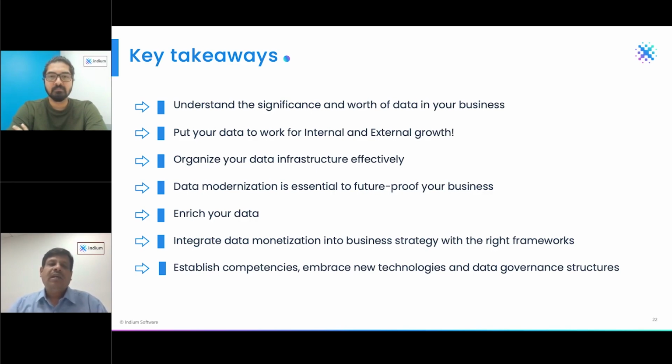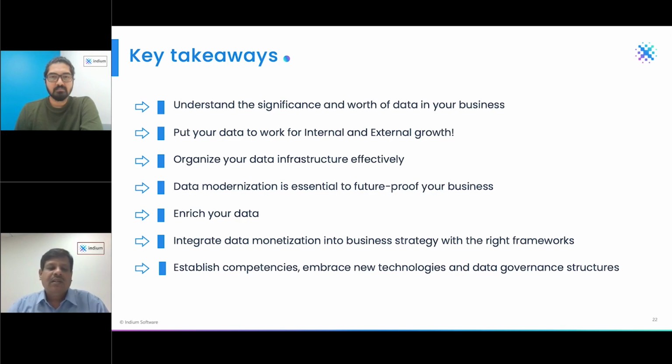You should be able to enrich your data, and you should be able to partner with your larger digital ecosystem, or by being part of the data economy. How can you enrich? You may have to buy in third-party data, but make sure that your data is enriched, not just the data that you're sitting on. Integrate your monetization and business strategies with the right framework, which we touched upon earlier.